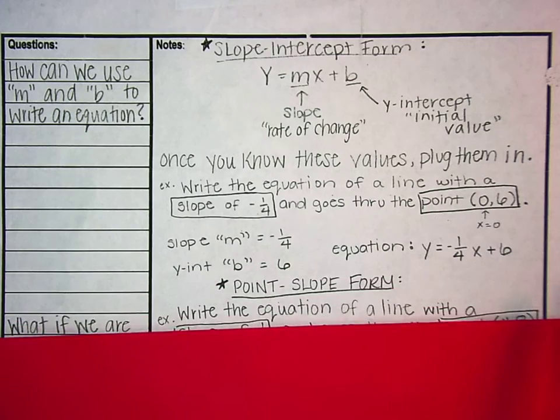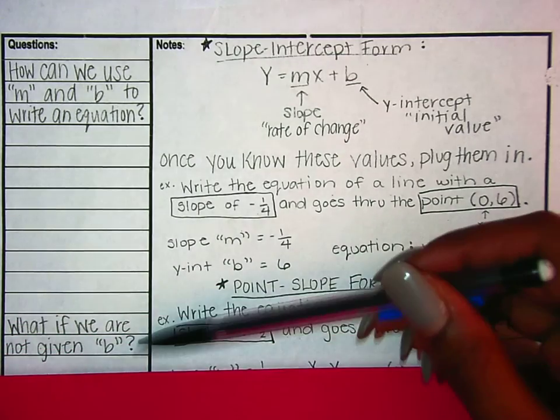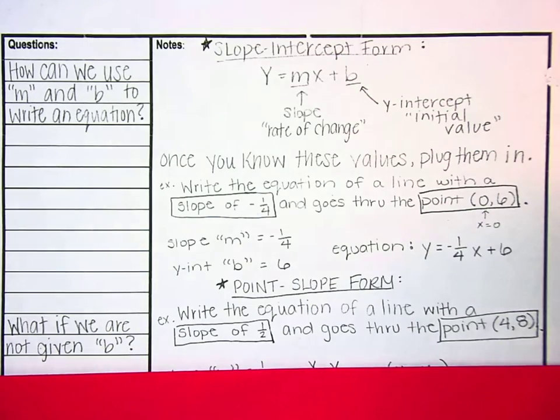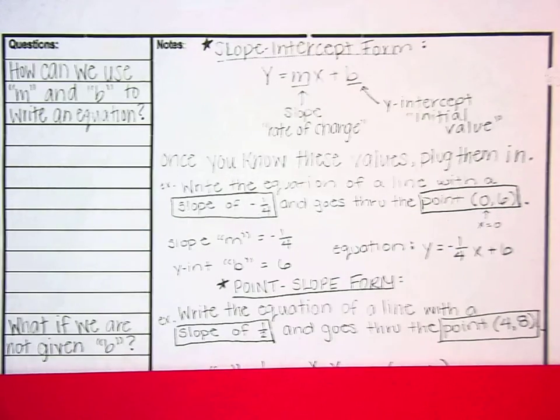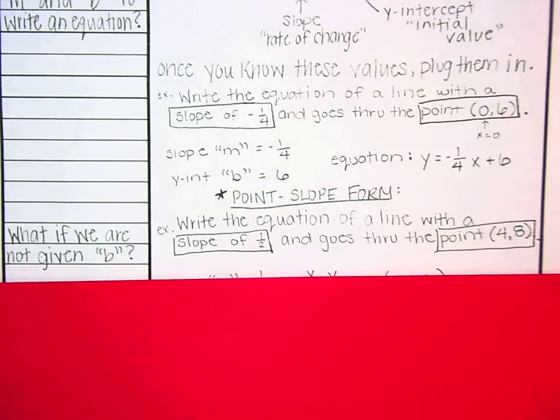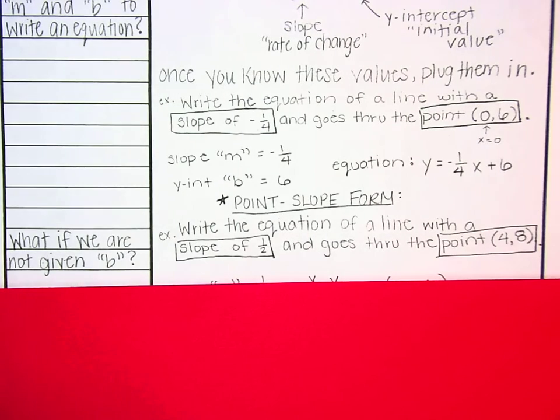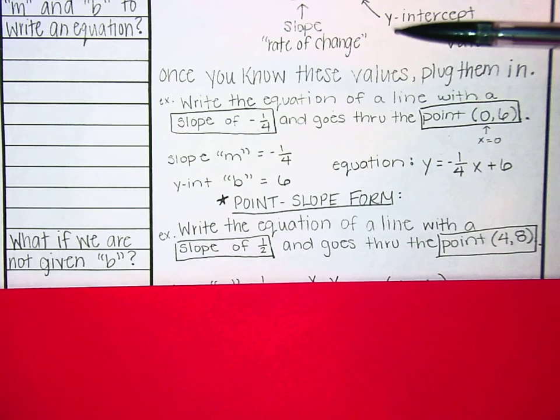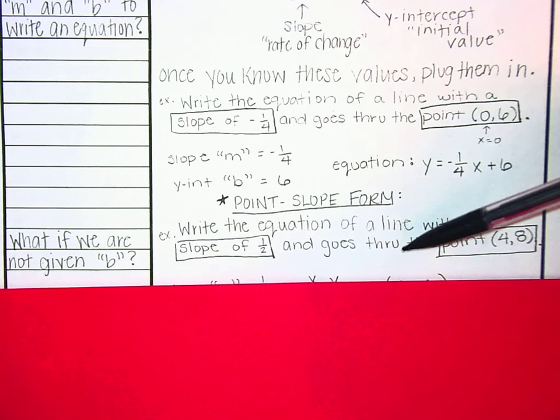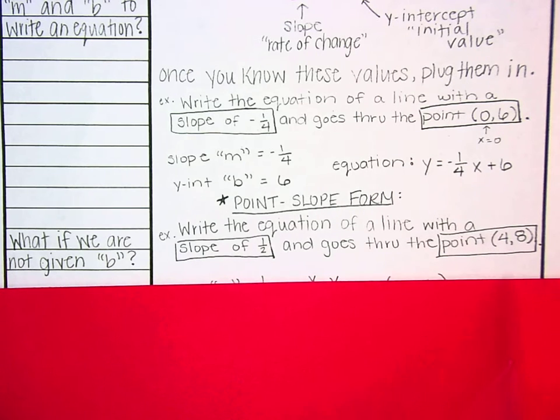However, sometimes we are not given b, okay? So let's take a look at a different equation. This equation wants us to use point-slope form. Point-slope form is different from slope-intercept form because here, instead of giving a slope and an intercept in a problem, we're giving a slope and a point. So let's take a look.